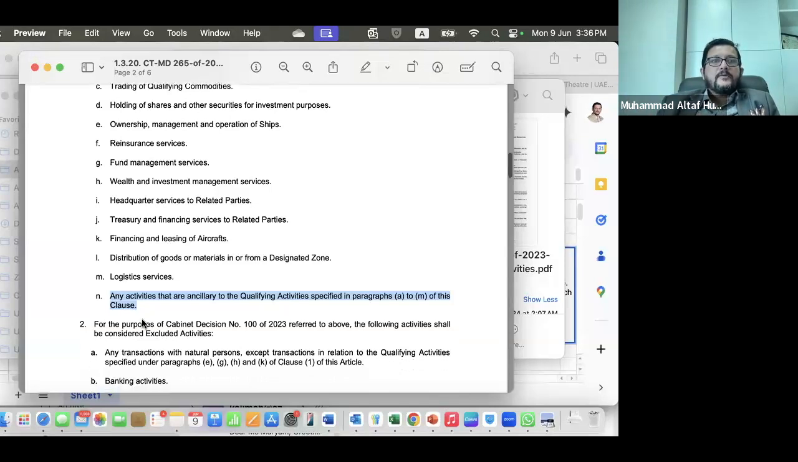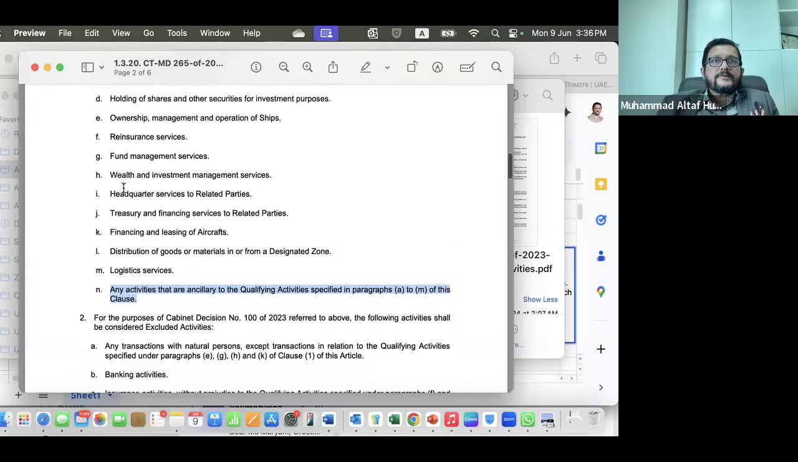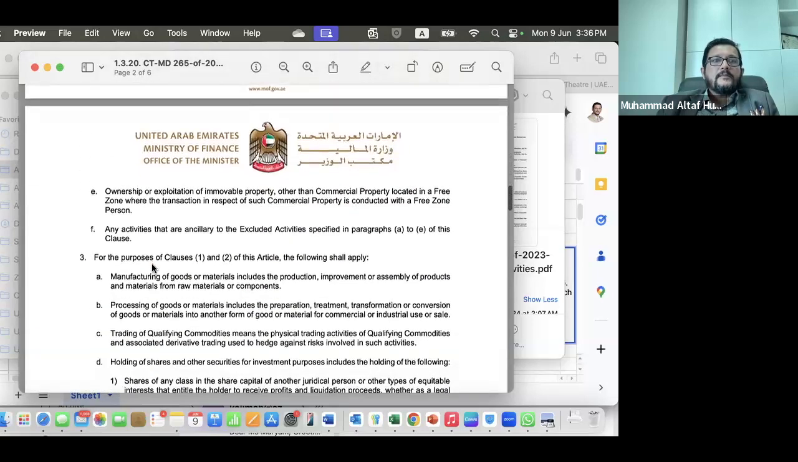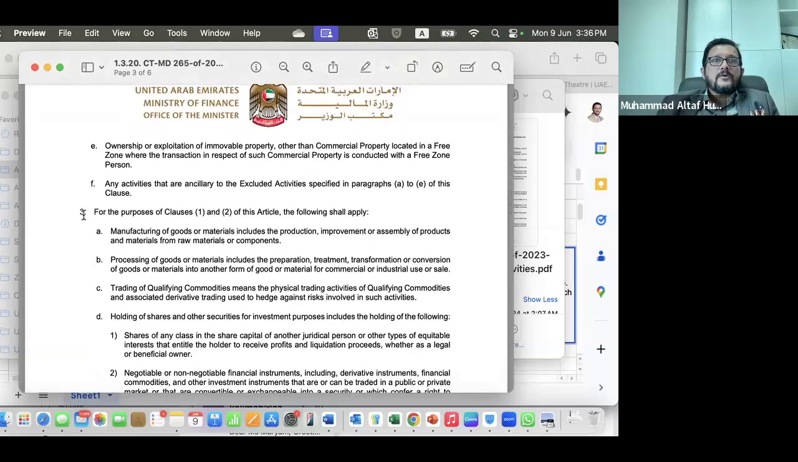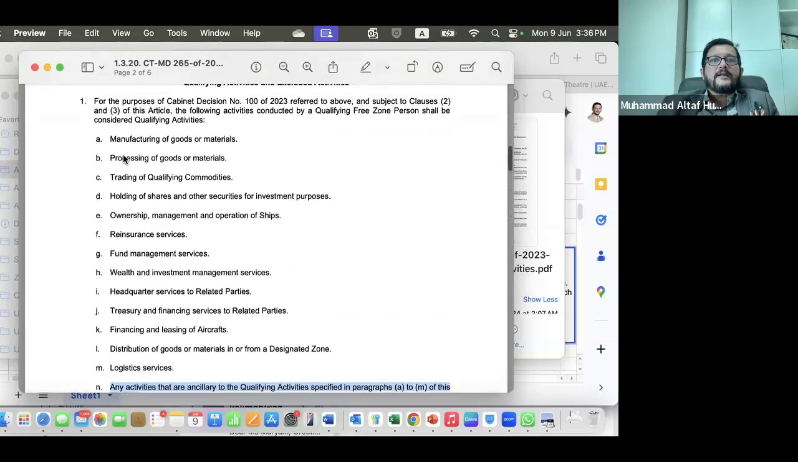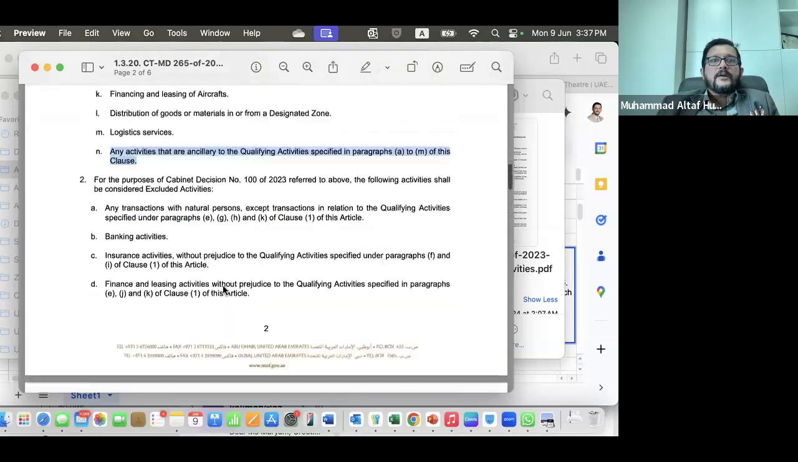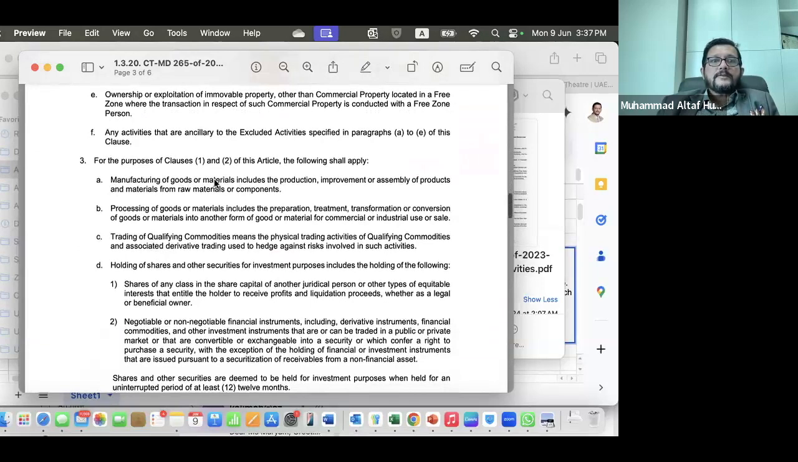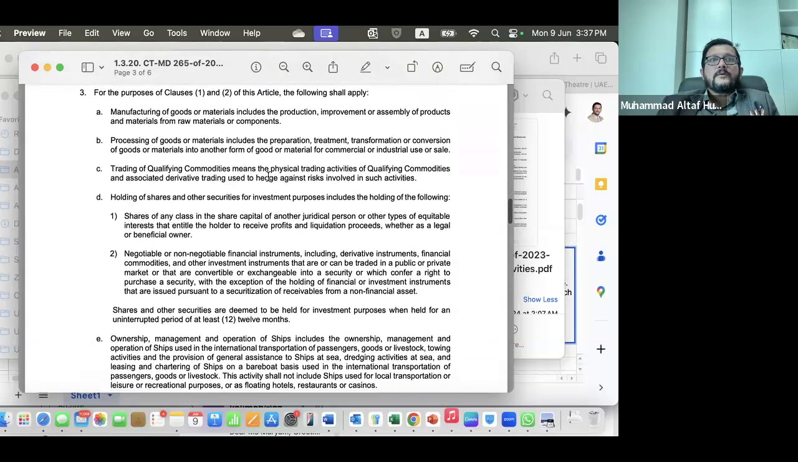Okay. So anyways, the structure of this decision is that first they describe all the 14 activities. They also described the excluded activities. But beyond that, from clause 3 onwards, they have then explained those activities. Like if you look here under clause 3, manufacturing of goods, right? And this is the first activity here, manufacturing of goods. So explanations have been provided from clause 3. Manufacturing of goods material includes production, improvement, assembly. Processing of goods includes this. Everything has been explained, then trading of qualifying commodities.